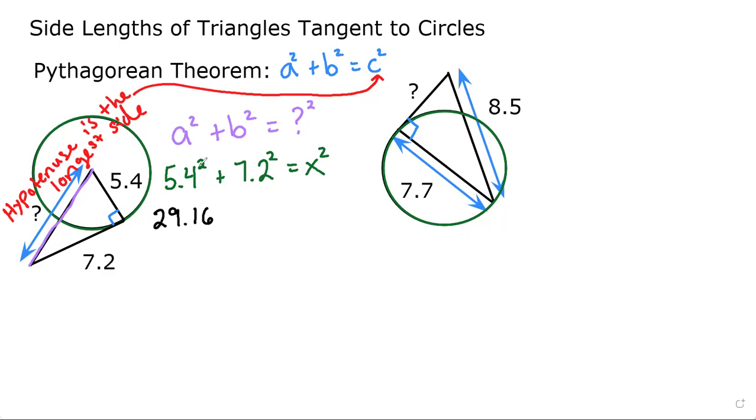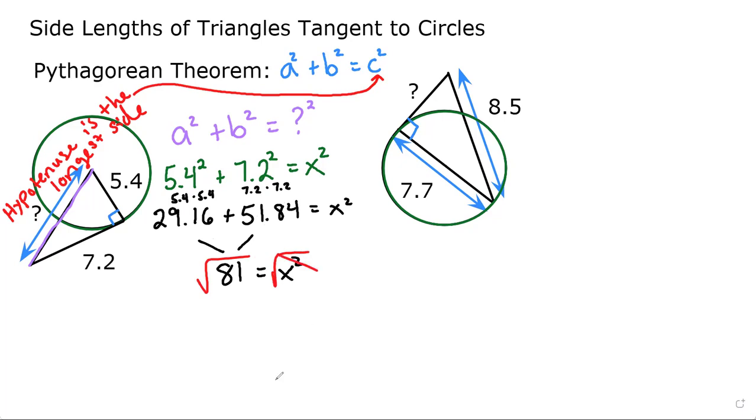29.16 if you did 5.4 squared, and then we got 7.2 squared is going to be 51.84, and then x squared. Now a reminder, what did I just do? I just did 5.4 times 5.4, and this was 7.2 times 7.2. That's how I got those numbers. So now I just add them. What is 29.16 plus 51.84? You'd be shocked. Adding those together is 81. And now we got to get rid of the squared. And so we are going to take the square root of both to cancel that out. And now we are left with 9 equals x.